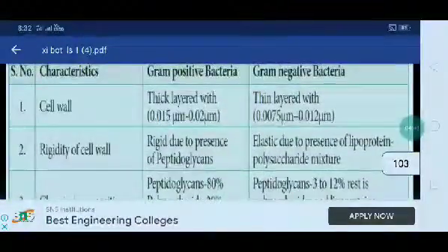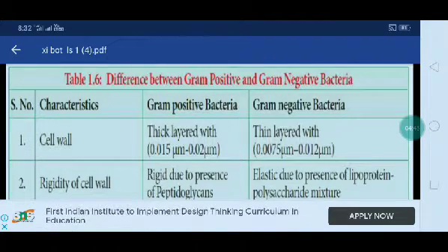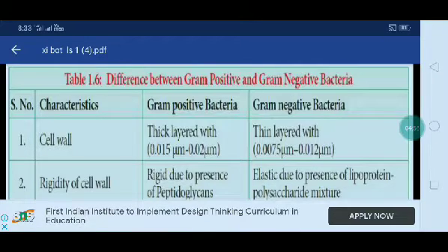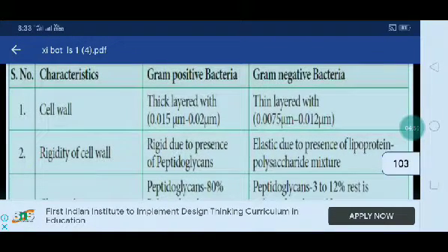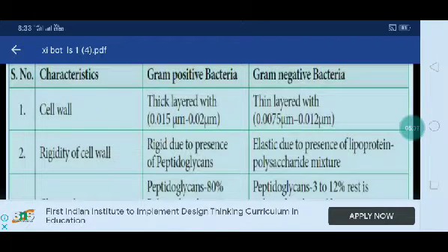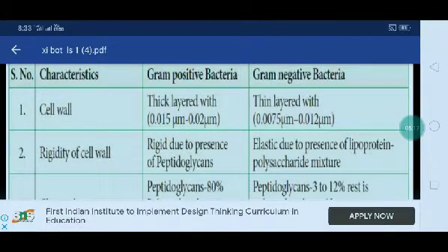First, the cell wall. Gram positive bacteria have a thick cell wall of 0.015 to 0.02 micrometer. Gram negative bacteria have only 0.0075 to 0.012 micrometer, a thin wall. Then the rigidity of the cell wall. In Gram positive it is rigid due to the presence of peptidoglycan. In Gram negative it is smooth and elastic due to the presence of a lipoprotein and polysaccharide mixture.